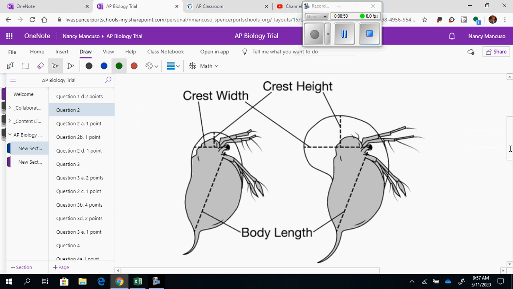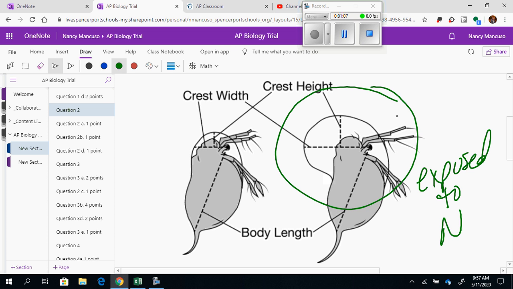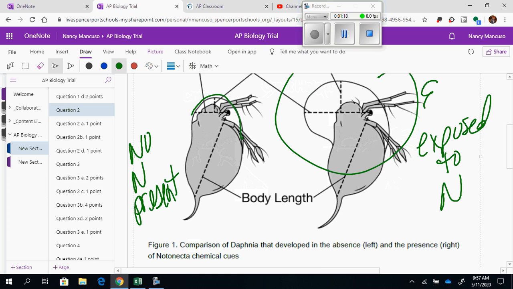So here it is. If you're exposed to N, then you will build this big crest around it. Whereas if there is no N present, you are going to keep this normal, very small crest because it would take a lot of energy, it said, to build that one. So you only build this when it's exposed to N, and N comes from the predators. All right, so that makes sense.